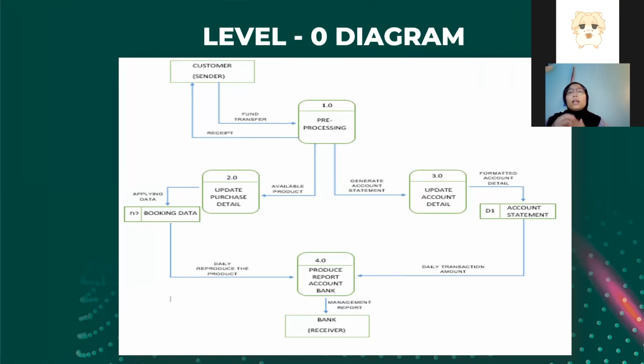Meanwhile, the level 0 diagram is defined as a data flow diagram that represents the major system processes, such as data flow as well as data stores, at a higher level of detail. The processes labeled in the level 0 diagram for online banking are 1.0 pre-processing, 2.0 update the purchase detail, 3.0 update the account detail, and 4.0 produce the account bank report.